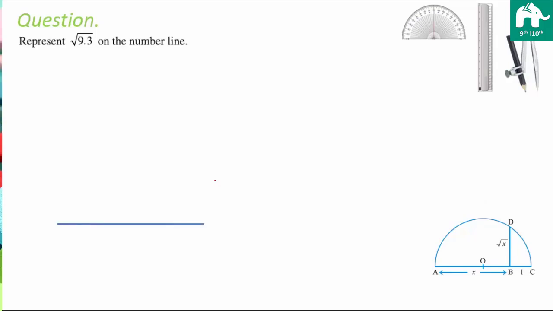So what will we do? Step 1. We will first draw a line of length 9.3. Now let us say we name it AB. Then we will extend it by 1 unit up to point C. Okay. Now we identify the midpoint, which is O.